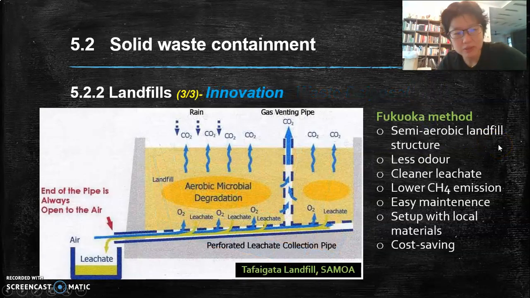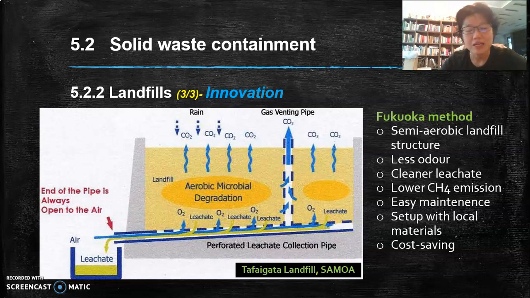Now, I would like you to look at this, the Fukuoka method. This is an innovative landfill. Look at this. You recall that a lot of these landfills are actually confined and contained, meaning that there's not much oxygen in there. So any biodegradation process going on in there would be anaerobic. You remember that? Anaerobic means without oxygen or with very little oxygen. But in Fukuoka's method, we are talking about letting oxygen go in through where? The end of your leachate pipe is actually always open to the air.